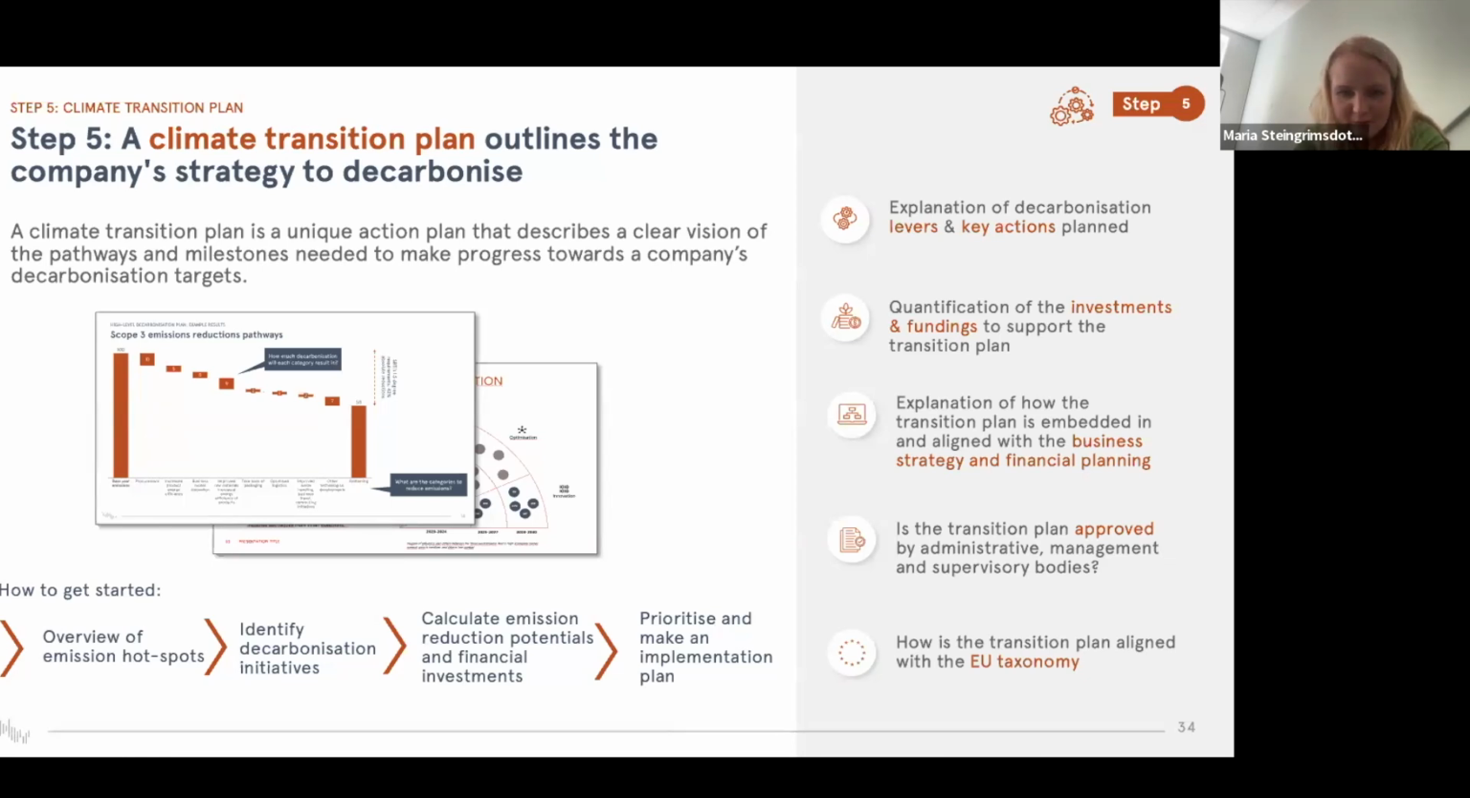And these are, for example, the investments and funds that the company has put into the transition plan. And here, the internal carbon pricing scheme that I mentioned as one of the disclosure requirement points can be an impactful way of funding the climate transition plan, and something that we recommend companies to look into. Then you also need to report on how the transition plan is embedded within the business strategy and financial planning, if the transition plan is approved and signed off by management, and how the transition plan is aligned with the EU taxonomy.